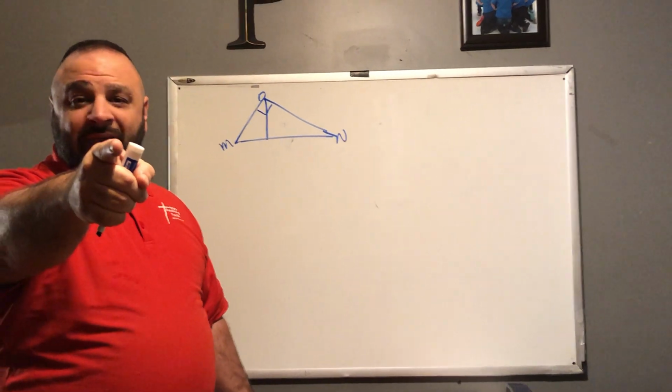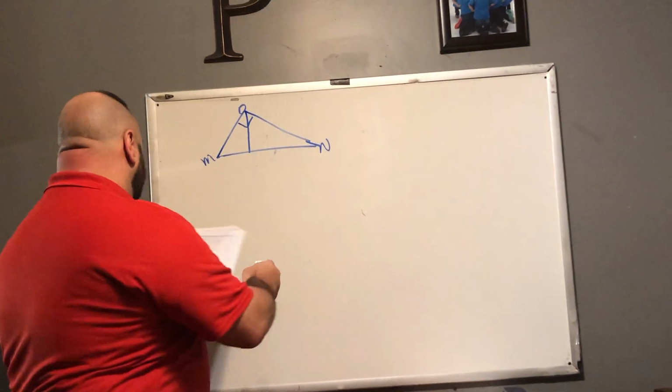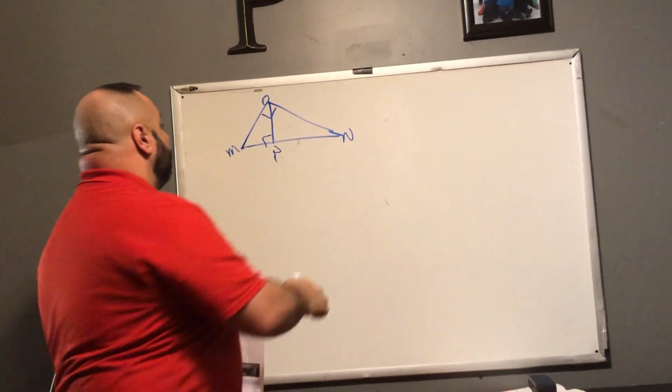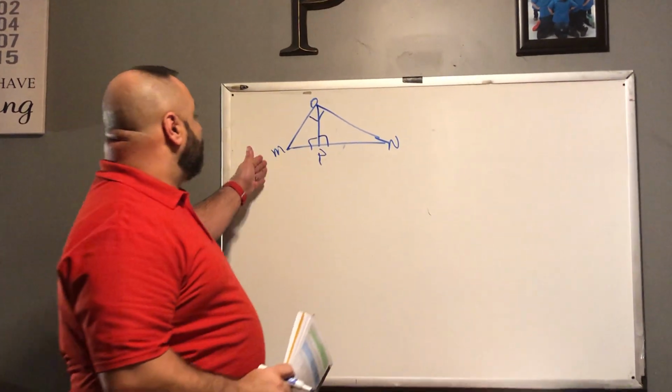Preston, I got you. Come on. What three triangles are formed? We have triangle MOP, a right triangle. We have triangle OPN, and our original triangle MON.